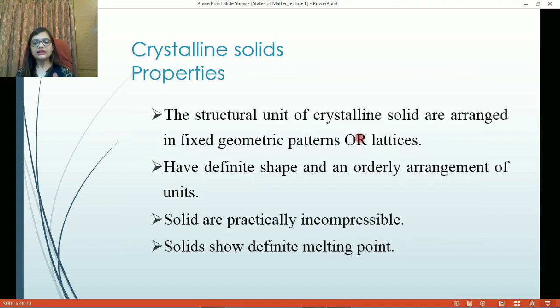Now, crystalline solids will have a specific set of properties. They will have a regular arrangement of atoms, ions, and molecules. They will have a definite shape because of this regularity in the arrangement. They are practically incompressible, and they will show a definite melting point. There will be a fixed range in which they will be converted into a liquid state.